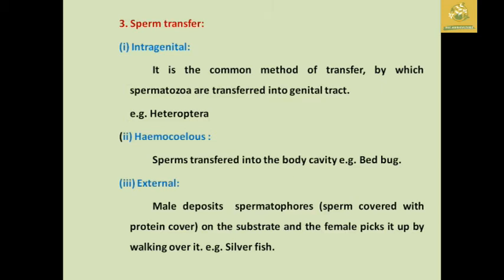And the third process is known as sperm transfer. Intergenital transfer is the common method by which the spermatozoa are transferred to the genital tract, found in the Hemiptera group of insects. In hemocoelic transfer, the sperm is transferred into the body cavity, for example in bed bugs. In the external method, the male deposits the spermatozoa, covered with a protein cover, on the substrate, and the female picks it up by walking over it, for example in the silverfish.